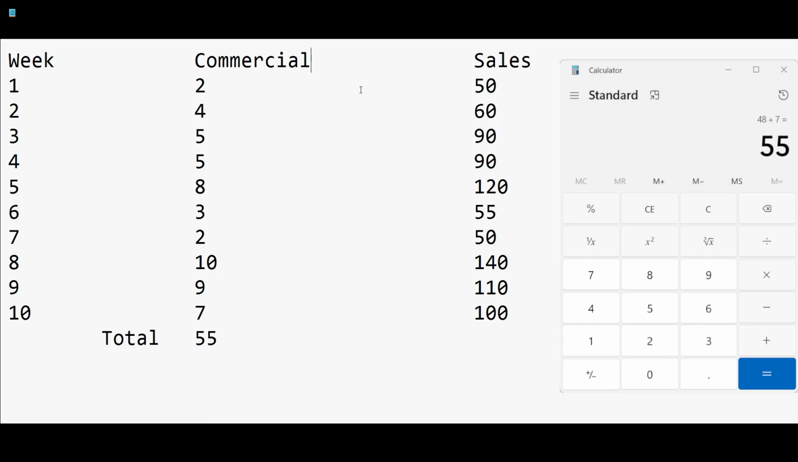And by the way, this is our x, and this is our y, and we have our total. The mean is 55 divided by 10, so x prime is equal to 5.5. And here in our sales, what we're going to do is add it up in order to get our mean.